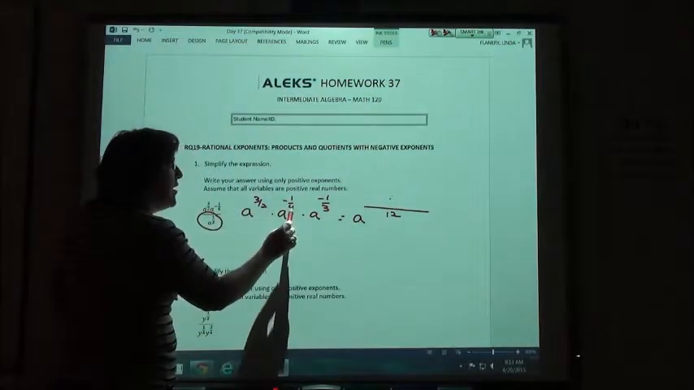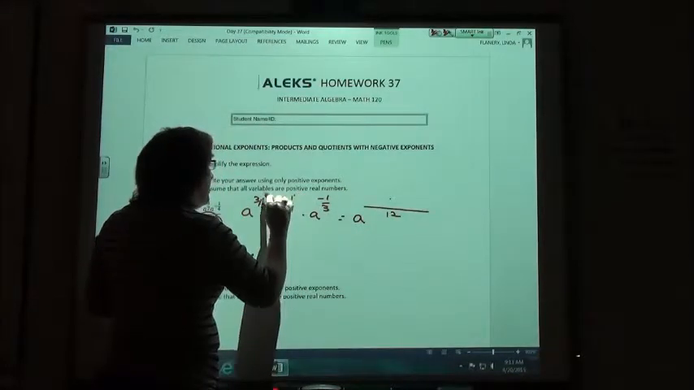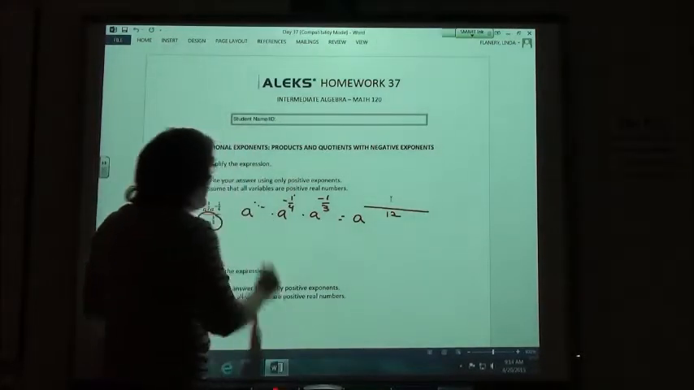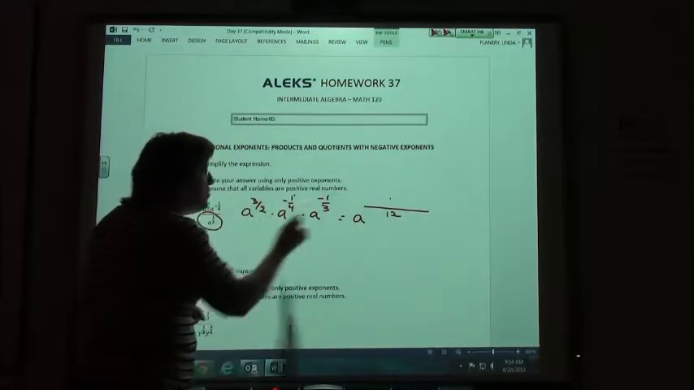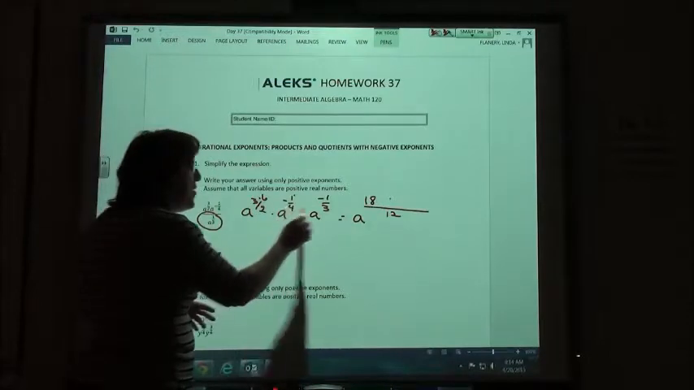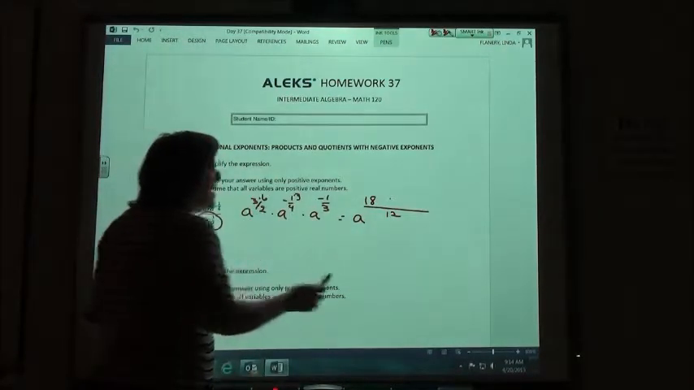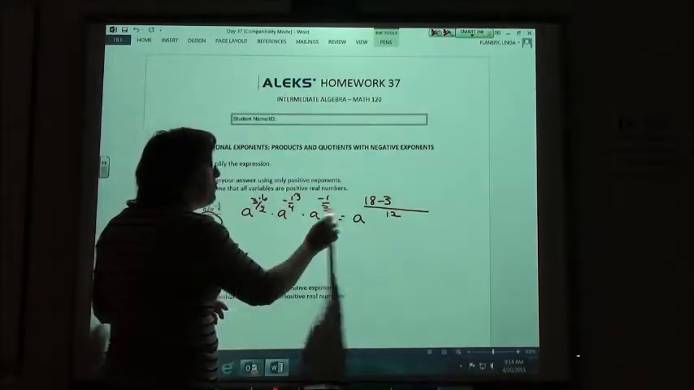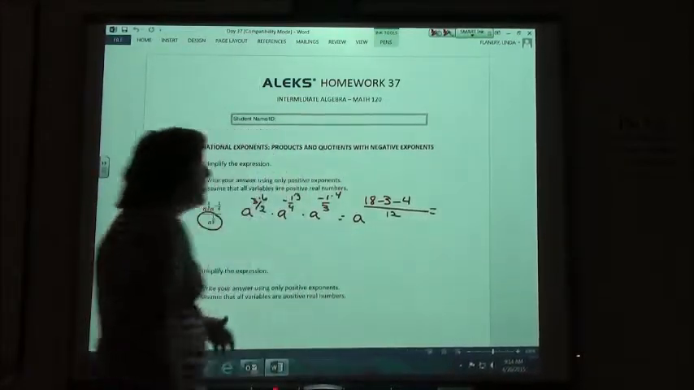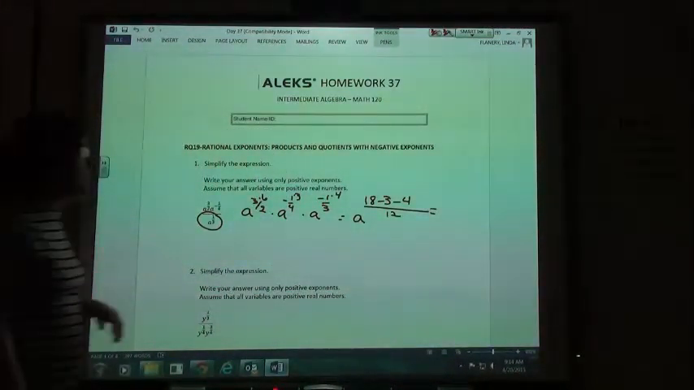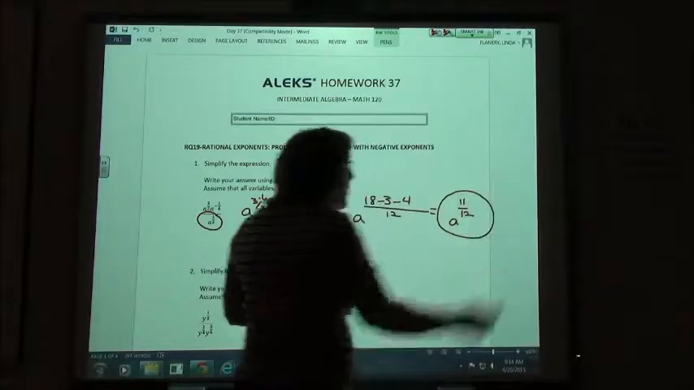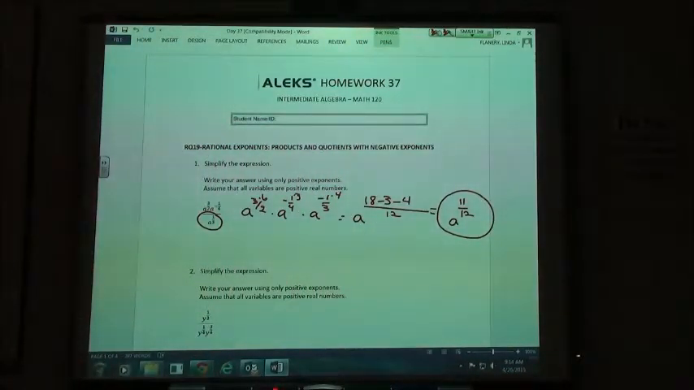Making my equivalent fractions, 4 goes into 12. Oops, I've already done the first one. Now I got the wrong number up there. Do the first fraction, 3/2. 2 goes into 12 6 times. 6 times 3 would give me 18. Then 4 would go into 12 3 times. 3 times my minus 1 would be minus 3. And then 3 goes into 12 4 times. 4 times minus 1 would be minus 4. So I'm going to do 18 minus 3 minus 4, which would give me 11. So I get a to the 11/12 power.